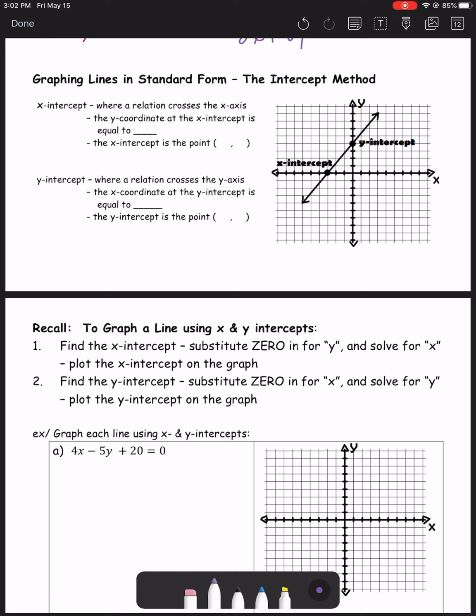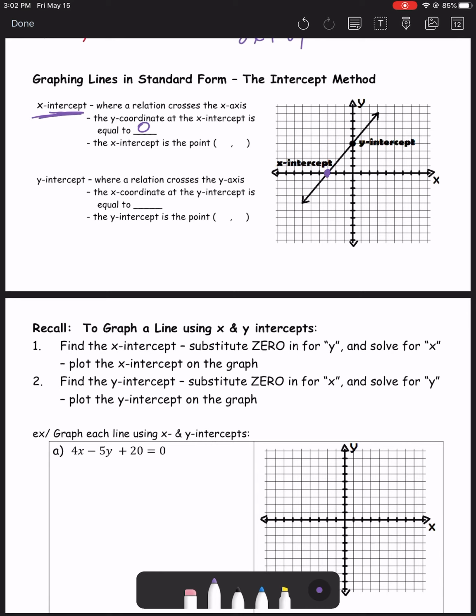Okay, so let's just do a little bit of a reminder. An intercept is where the relation or the line crosses the x-axis. So on this graph, the x-intercept is right here. It crosses the axis, in this case, at -3, 0. The y-coordinate at that point is 0. So the x-intercept in this case would be -3, 0.